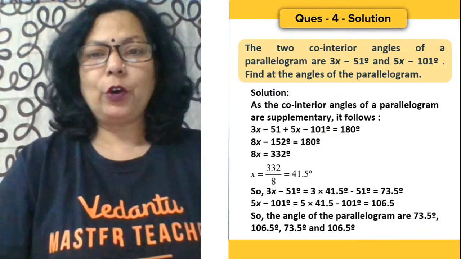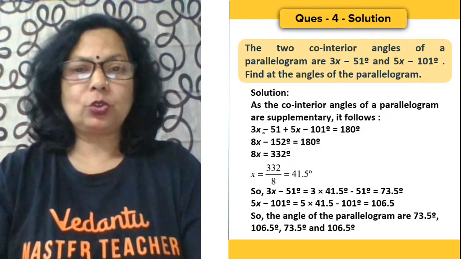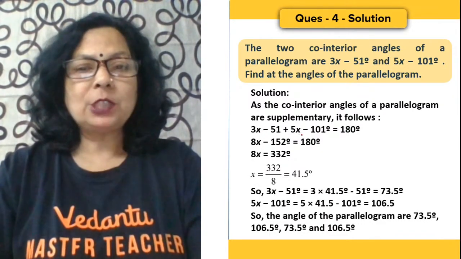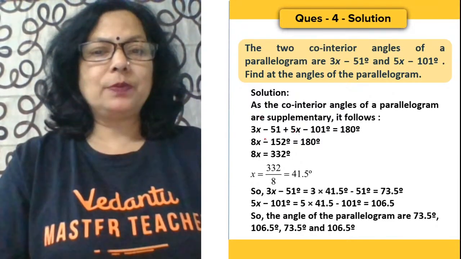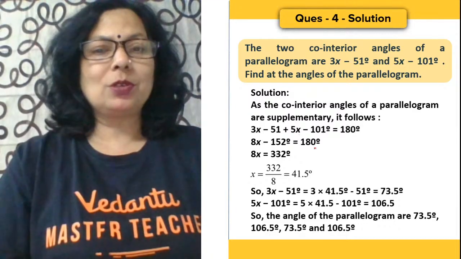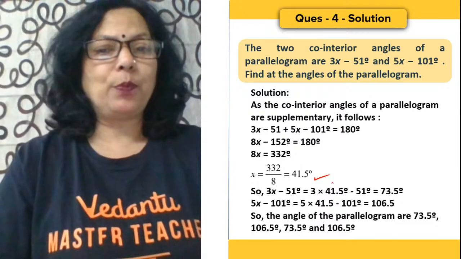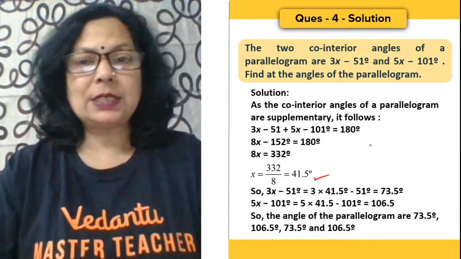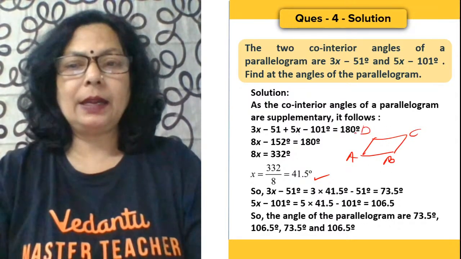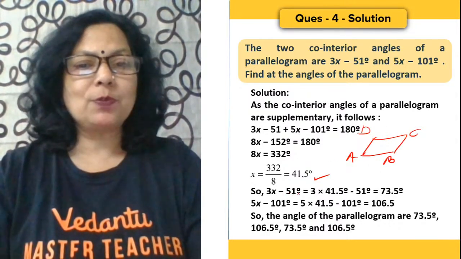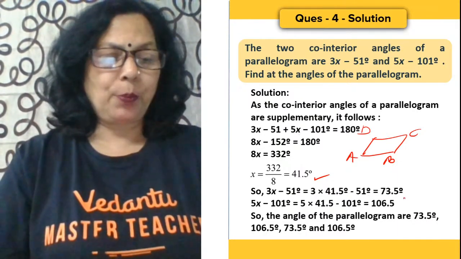See how it is done for you. As you know, co-interior angles of a parallelogram are supplementary. So 3x minus 51 plus 5x minus 101 is equal to 180 degrees. 3 plus 5 becomes 8x minus 152 is equal to 180. 8x is equal to 332. So you get x as 41.5. So what will be the first angle? If you name it as A, B, C and D, the angle is 3x minus 51, 3 into 41.5 minus 51, which gives you 73.5.